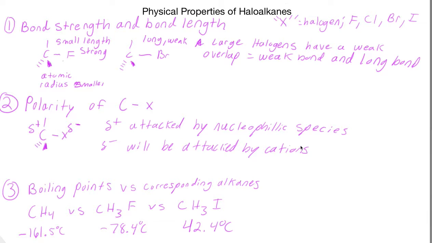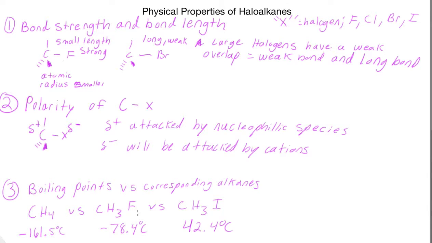All right, my final point is the boiling points versus their corresponding alkanes. So what does corresponding alkanes mean? Well, this CH4 is methane, and if we remove a hydrogen and attach a halogen, that would be the corresponding haloalkane. So that is really all it means by the halogen and their corresponding alkane. So if we just look at these first two, CH4 and CH3F, we see that CH3F has a higher boiling point, while methane, CH4, is much lower. And what could be the reason for that?